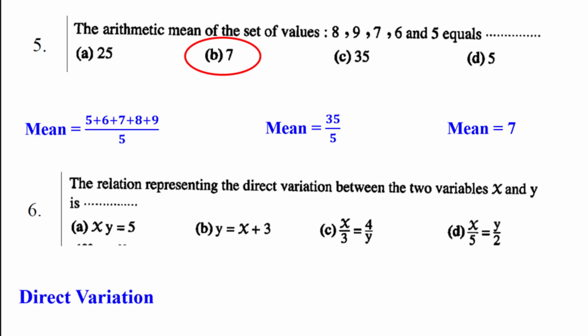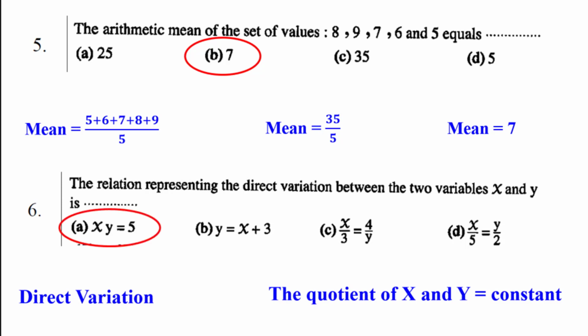Number 6, the relation representing the direct variation between two variables x and y is what? He said direct variation means what? Means the quotient of x and y equals constant. X over y equals constant, or y over x equals constant. Look at number A. Number A, x times y equals 5. It's the product of the two amounts x and y. So number A is not the correct answer. But number B is just a relation between y and x. Y equals x plus 3.